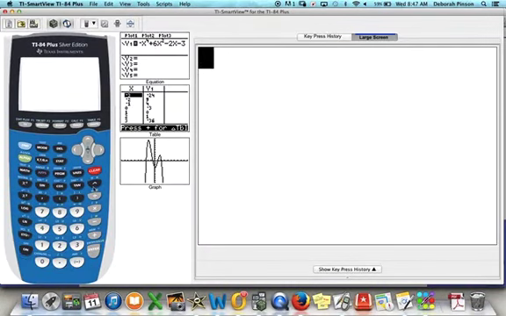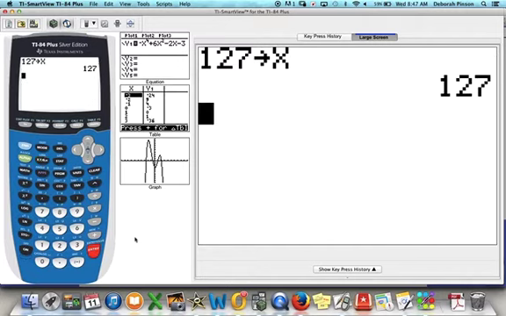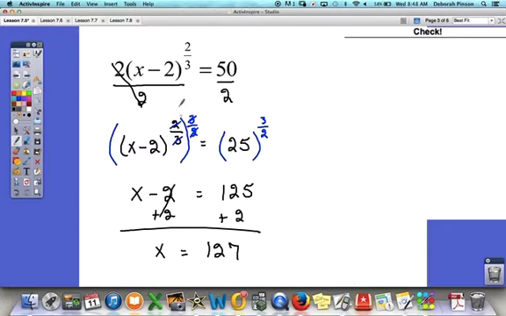Okay, so what I'm going to do is I'm going to put my answer in as x. So 127, and I'm going to hit this button, store, right here. Y'all see where my cursor is? I'm going to hit store as x. Now what that's going to do is every time I push x in my calculator, it's going to plug in 127. So what I'm going to be able to do is just go through and put in the left-hand side of my equal sign. It should equal 50. If it does, then we're good. If it doesn't, this is not a good answer.